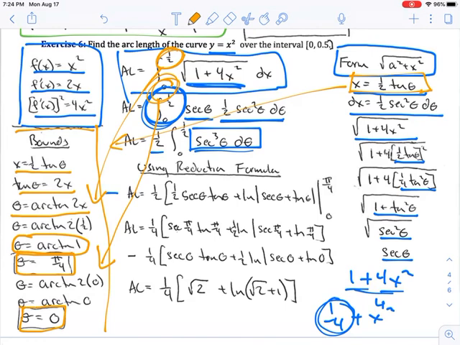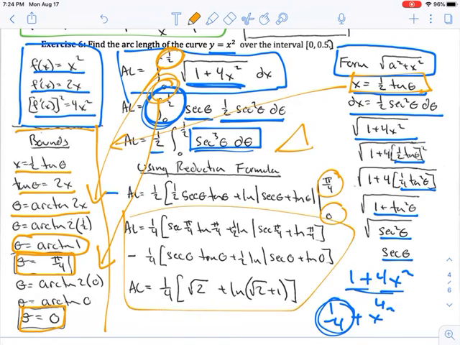So now that I have my bounds in terms of theta, I don't need to go back and convert everything back into x's. I don't need to do the little right triangle thing. So that's what I'm using here, pi over 4 and 0. The rest of this is just algebraically simplifying that. Once you use the reduction formula, that is your integral. Now you're just substituting in your bounds of integration and evaluating it, which of course can be a lot of fun in itself.